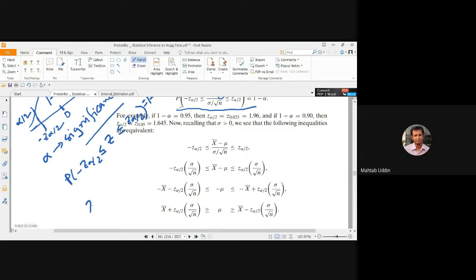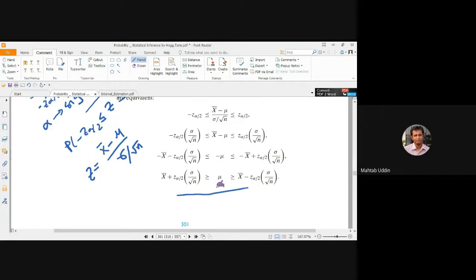Usually, we know z equals what? X minus mu by sigma, right? But in case of the sample, this is x bar, the sample mean, and the denominator is sigma by root n, where n is the number of samples. Then we will put this in to find the required interval. After simplification, you will get the interval. We can write it in this form: x bar minus z alpha by 2 sigma by root n is less than or equal to mu, which is less than or equal to x bar plus z alpha by 2 sigma by root n. Do you understand?